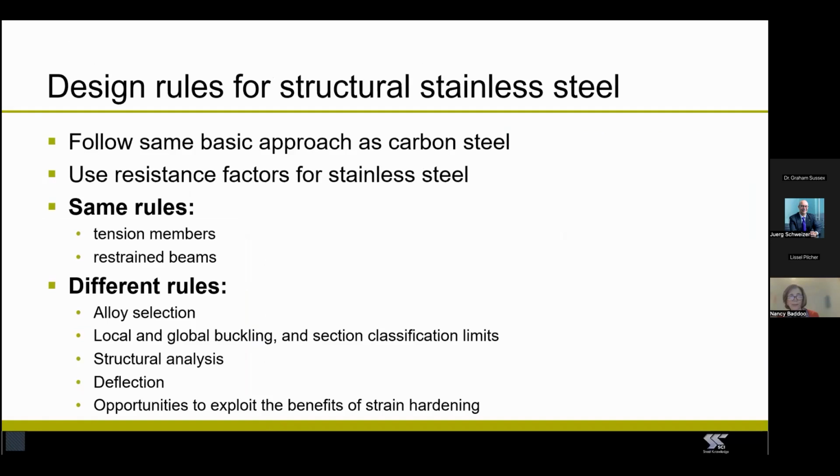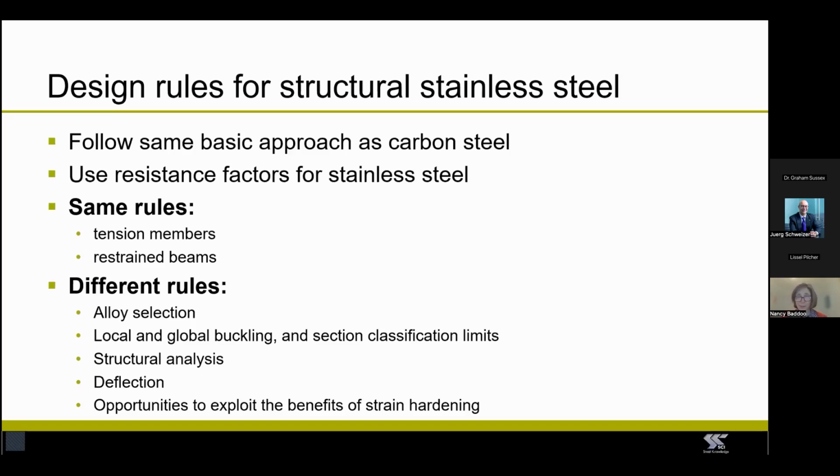So let me summarize a few things about design. Follow the same basic approach as carbon steel. Of course, it's a steel, so you would expect that. You must make sure that you use the correct resistance factors or safety factors for stainless steel, because they may be different. In the Eurocode world, they are different for stainless steel.